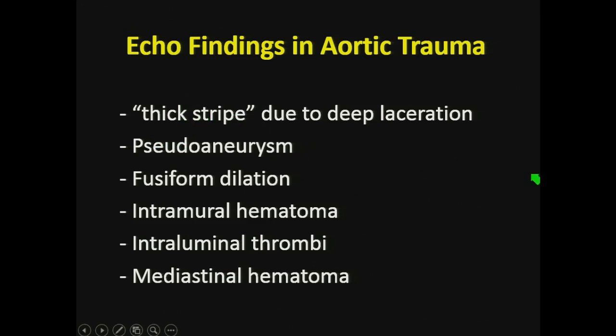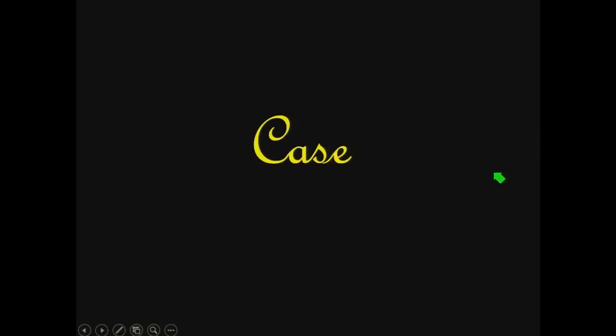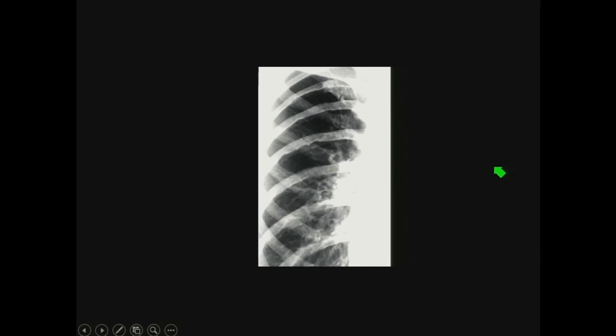Due to deep lacerations, pseudoaneurysm, it could be just a fusiform dilation, can cause intramural hematoma, sometimes over time intraluminal thrombi, or mediastinal hematoma. And here is an X-ray of a patient who wants to make the diagnosis of someone with an aortic disease. Right. See the rib notching here. And so this is a case of coarctation. I tell you, because it's relatively uncommon, in adults we sometimes tend to lose sight or think of it.